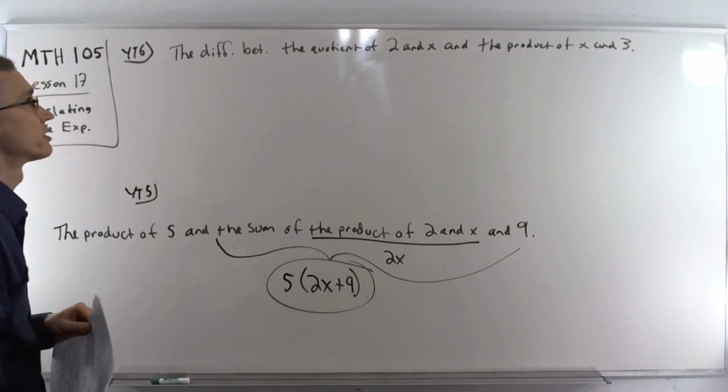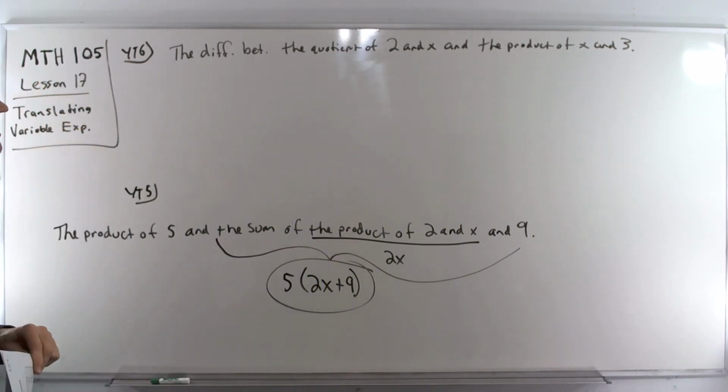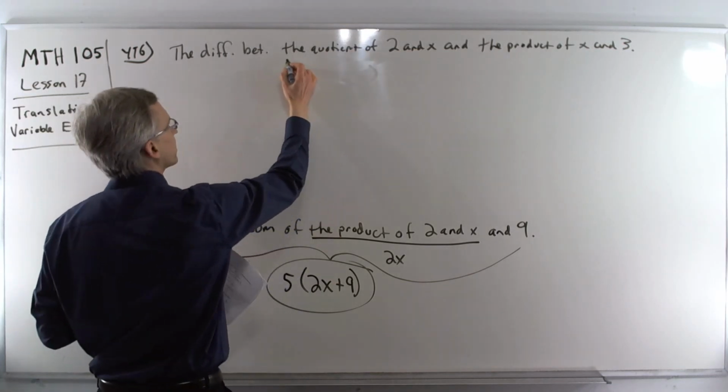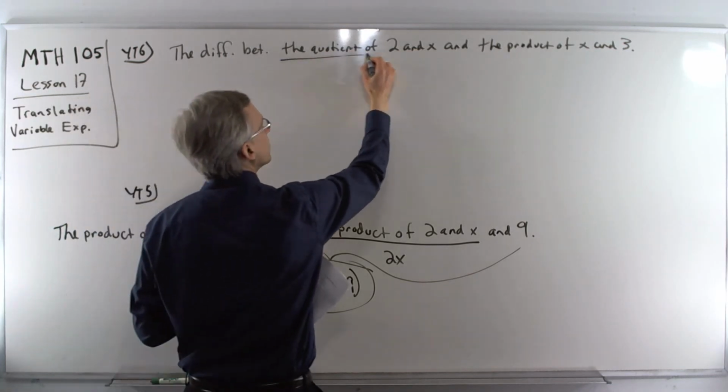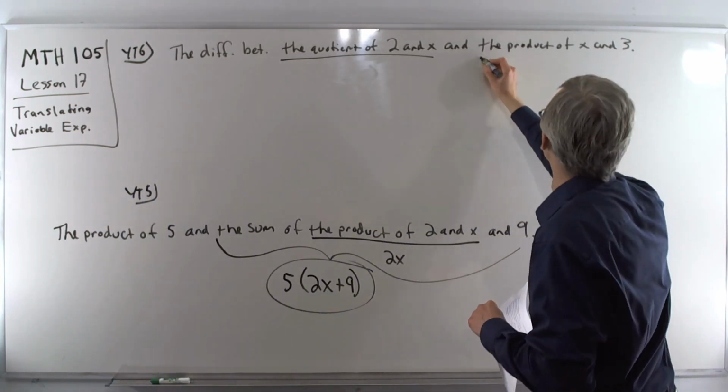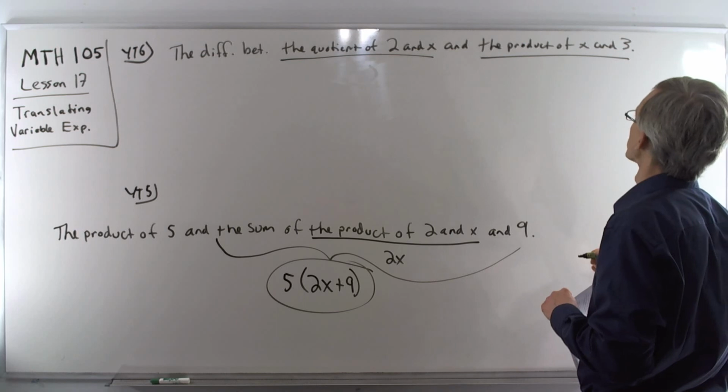The difference between the quotient of 2 and x and the product of x and 3. All right, let's find our 2 simple expressions. And they can be done one at a time, but you can do both. The quotient of 2 and x, there's a simple expression. The product of x and 3, so there's a simple expression.